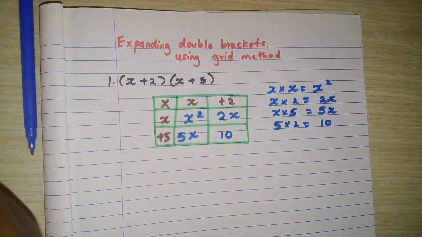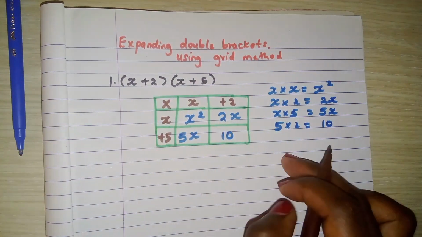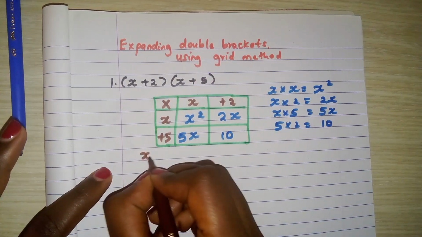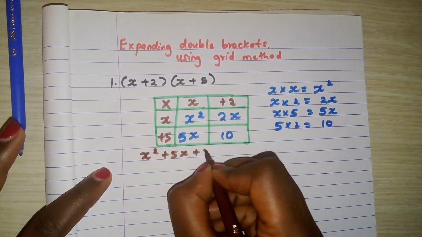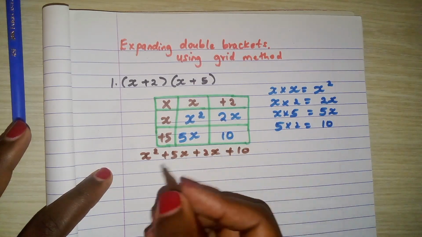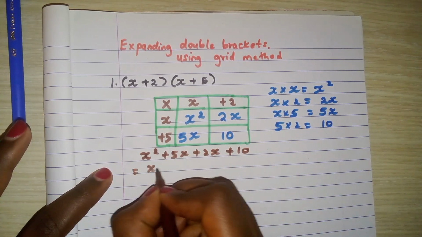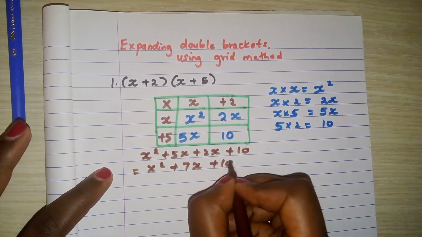So after putting all your values there, now you can remove all this and put them on a straight line. So x squared, we have 5x, 2x, and 10. So like terms, we have 5 and 2. So here we get x squared, 5 plus 2 is 7x, and then plus 10.